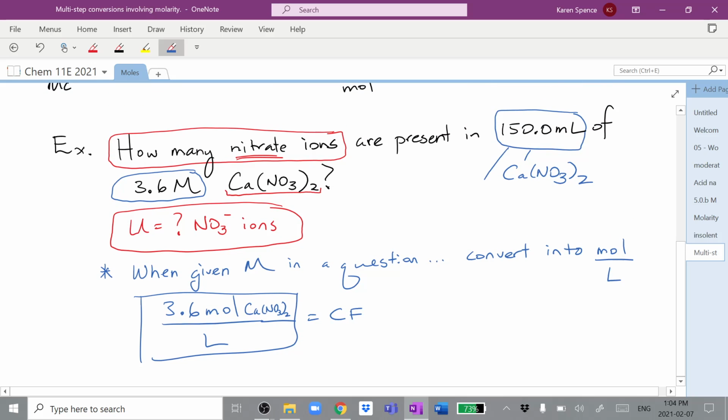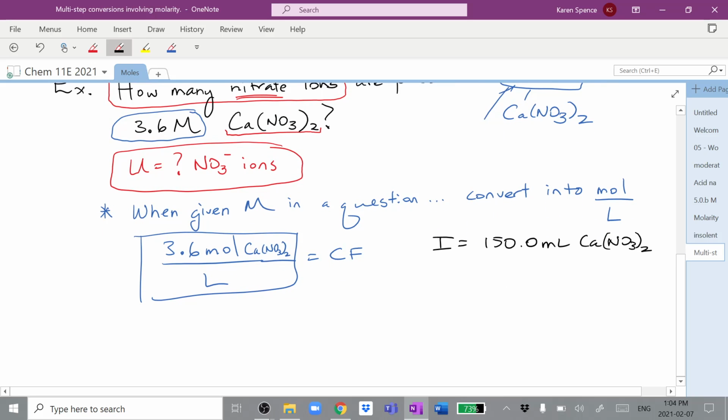That means that my initial quantity must be the 150.0 milliliters of calcium nitrate. And if you remember, what should we do if we are given milliliters? We should immediately rewrite it as liters. So our initial quantity is actually 0.1500 liters of calcium nitrate.